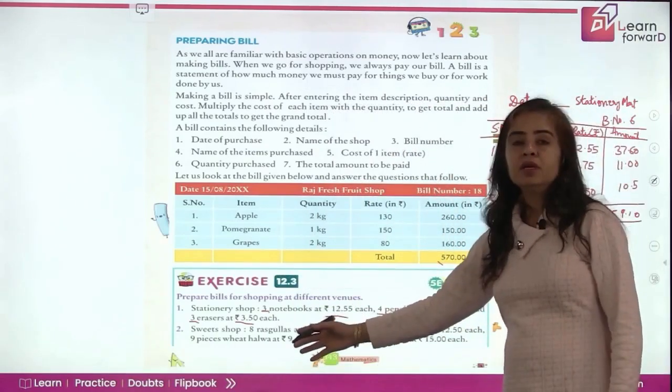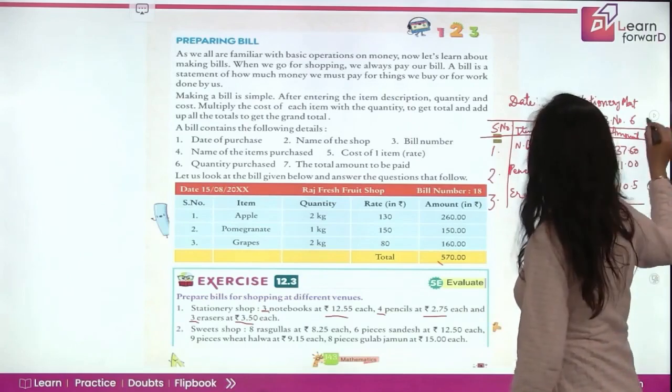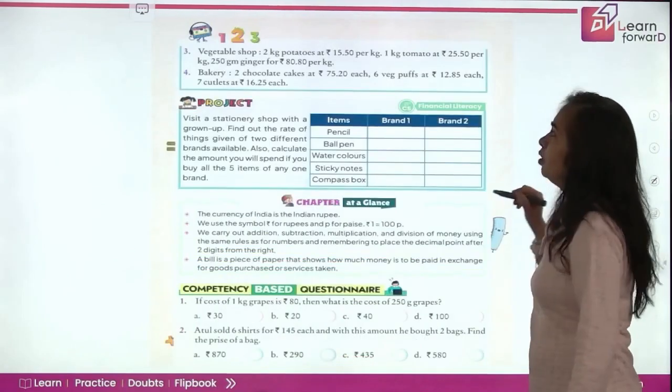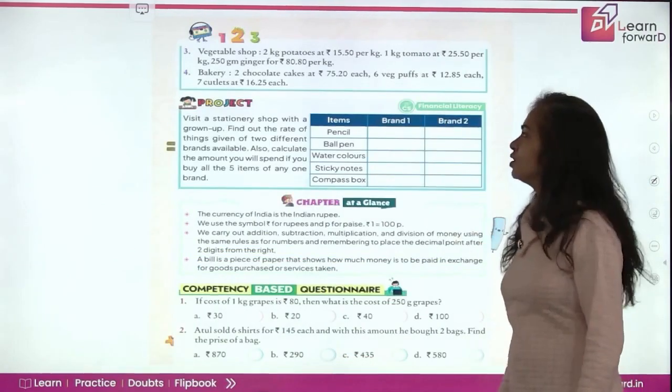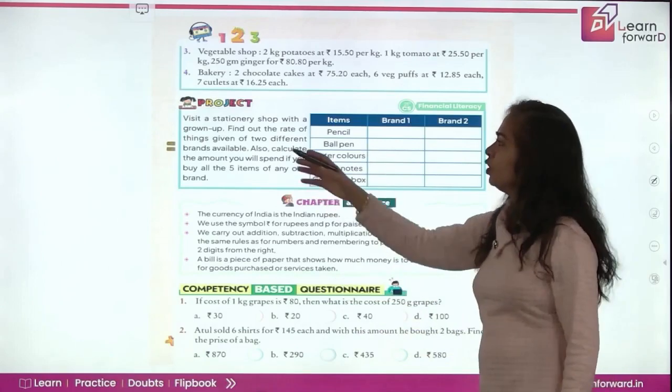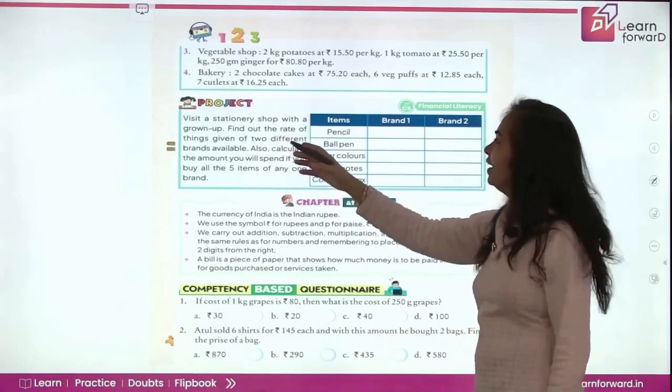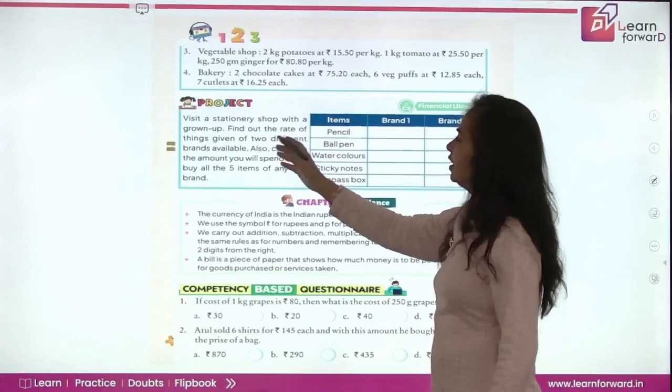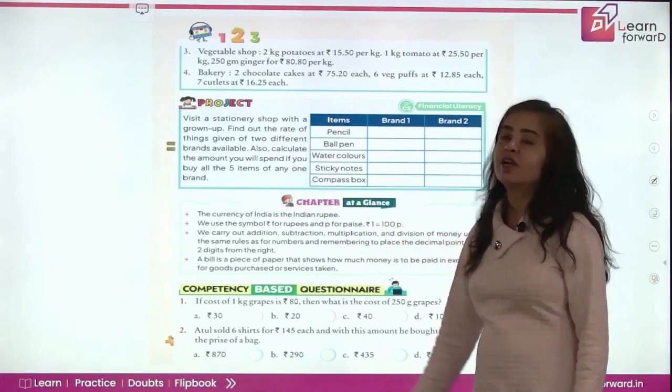stationery. Similarly, you will have to do the second question, make a bill for it, and two more questions for you. Now here's the project for you. Visit a stationery shop again with a grown-up. Find out the rate of things given of 2 different brands available.